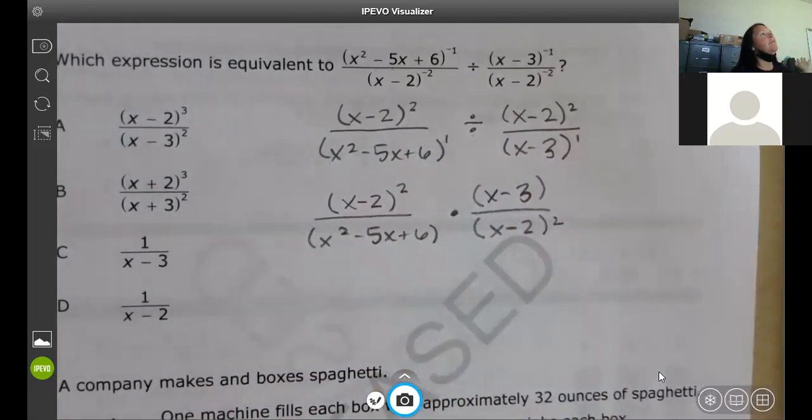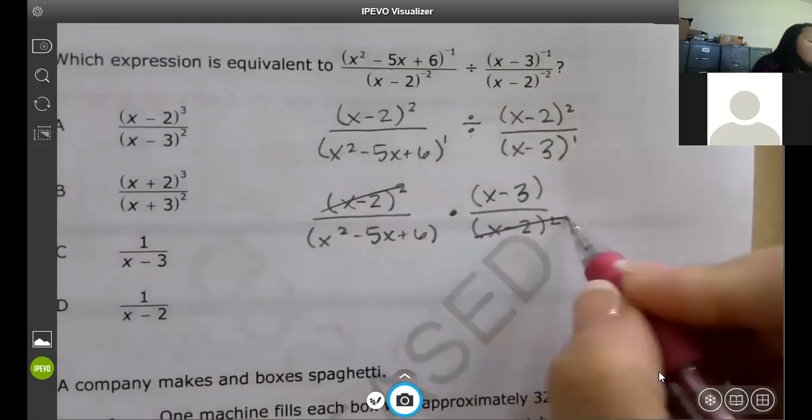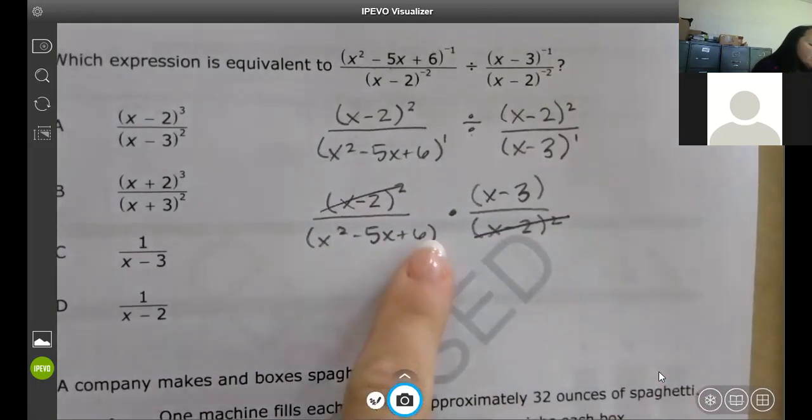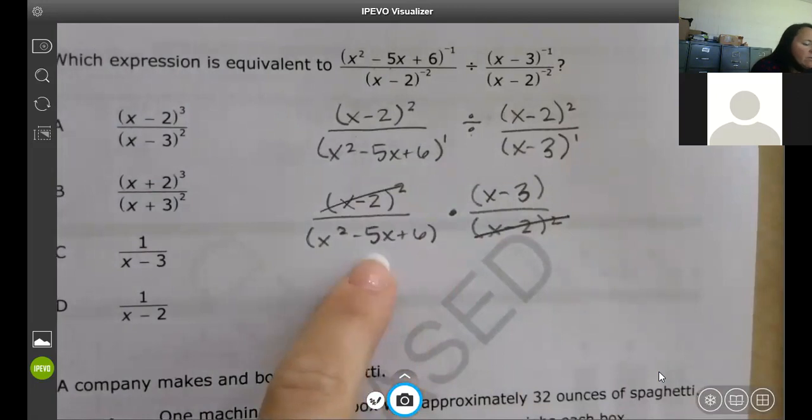And then we talked about if it's the same on the top and the bottom, then we can mark it out. Do you see anything already the same on the top and the bottom? X minus 2 squared, both of those will mark out. So we don't even have to put those. This is what I'm talking about. It'll reduce itself out. What are your factors of 6 that add to negative 5?